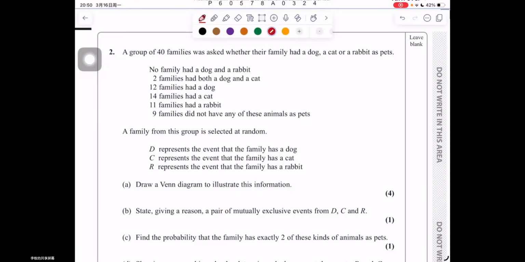D represents the event that the family has a dog, C represents the event that the family has a cat, and R represents the event that the family has a rabbit. Okay, now given these conditions, in part A we are going to draw a Venn diagram to illustrate this information. Okay, let's start.